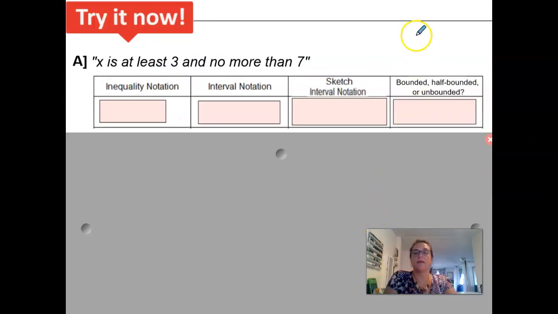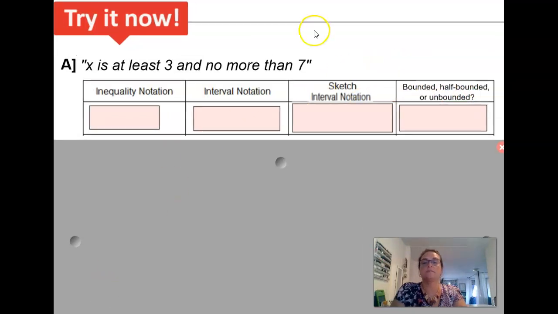Okay, so now I'd like you to pause the video again and give this example A, this try it now problem, a go. You're going to read this verbal statement and then translate it into inequality notation, interval notation, then sketch the interval notation and decide is it bounded, half-bounded, or fully unbounded. Okay, so let's go over this solution.